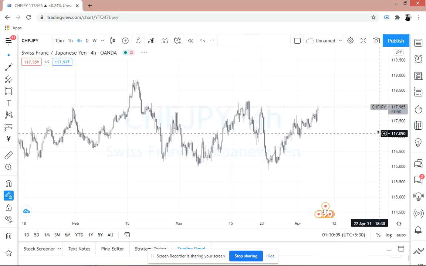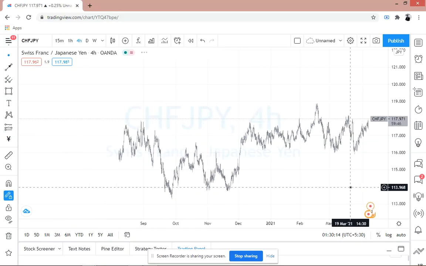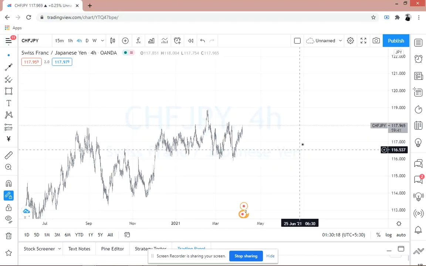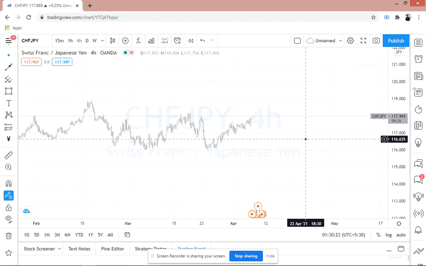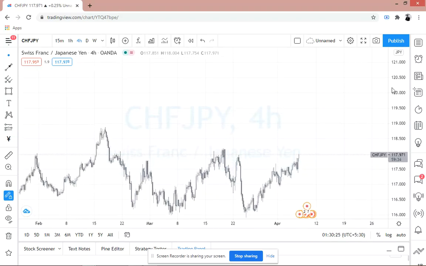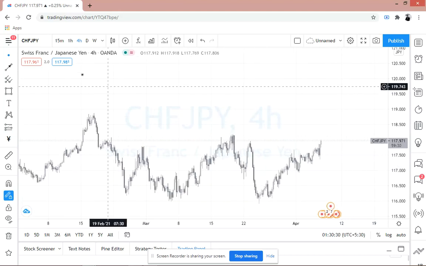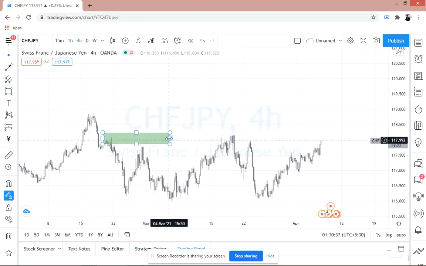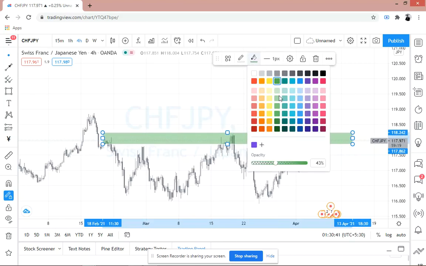Okay, the market is in a ranging mode. Major trend is up, and the minor trend also is okay. So in a ranging mode like this, we have some sellers at this area. We have some sellers at this area.